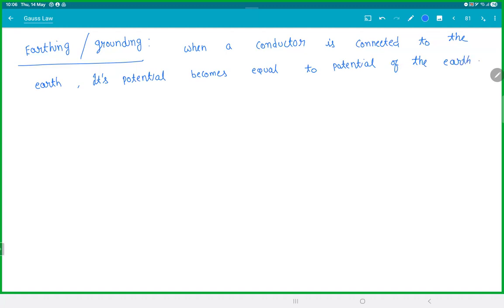Now, technically, Earth's potential is slightly negative, right? But for convenience, we take it to be zero because you can define anything as zero. It doesn't matter.